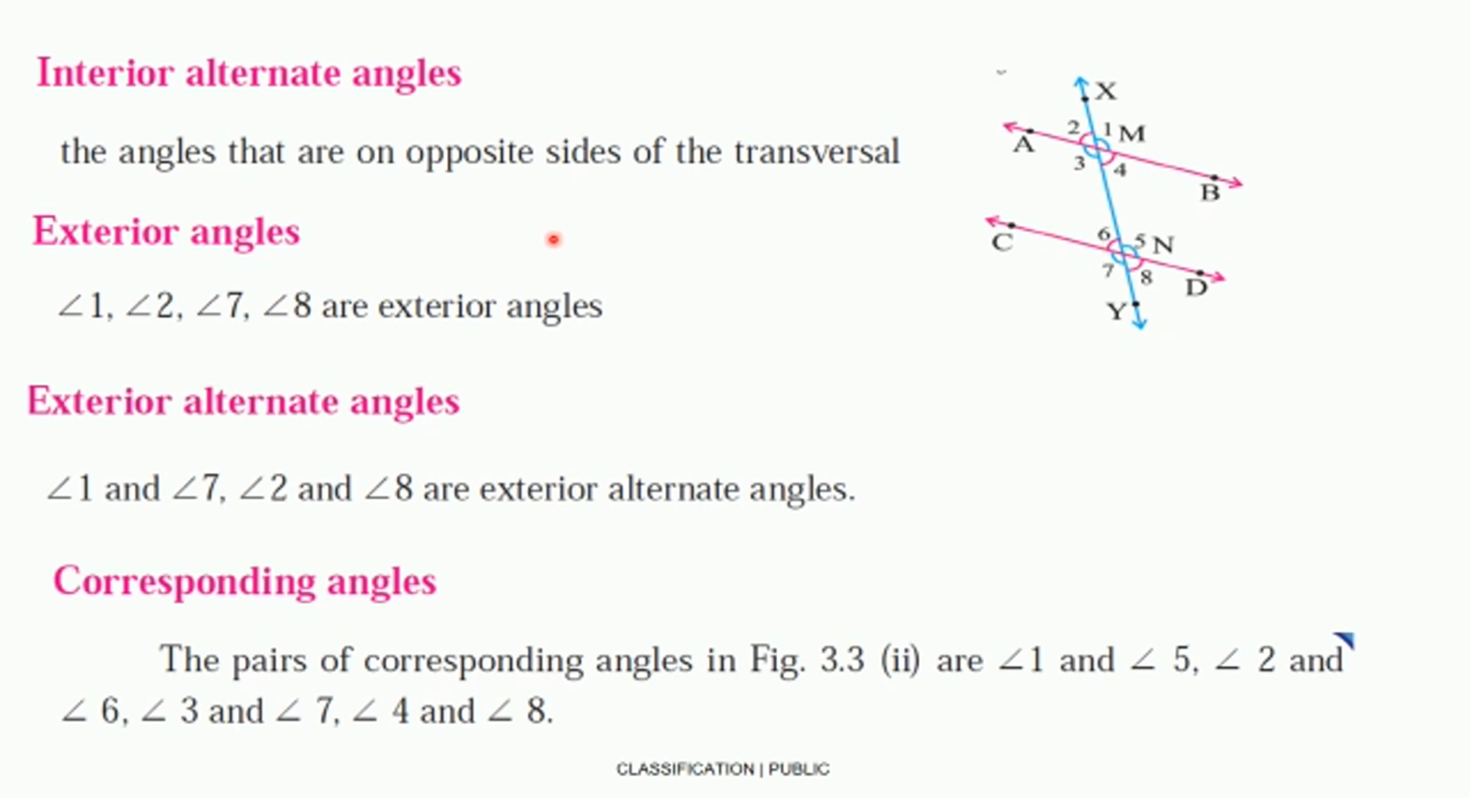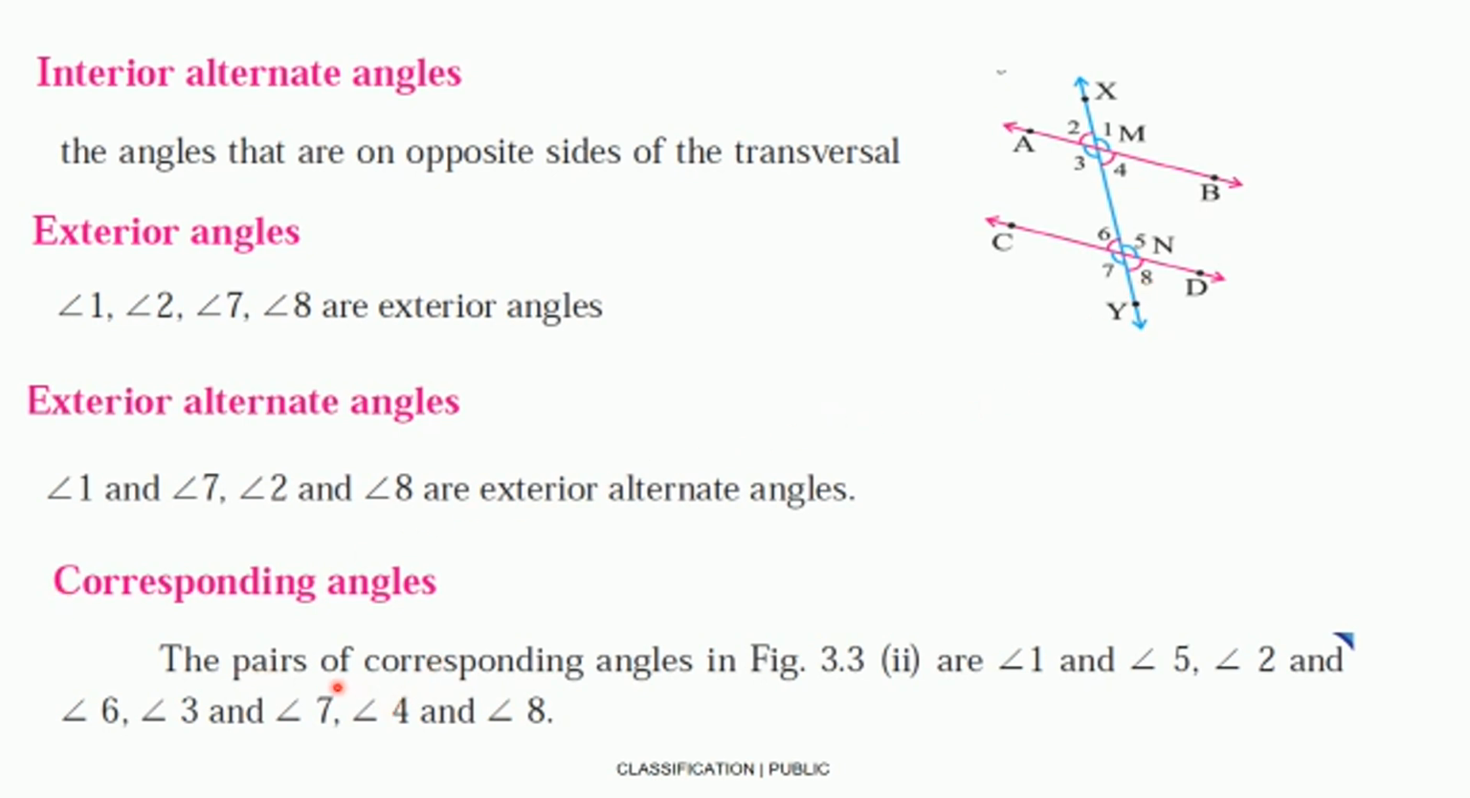Next, exterior angles. Interior is 3, 4, 5, 6, so what are the remaining angles? 1, 2, 7, 8. They are exterior angles. As usual, exterior alternate angles means angle 1 and angle 7, and angle 2 and angle 8. They are on opposite sides of the transversal. Next, we move to the corresponding angles.